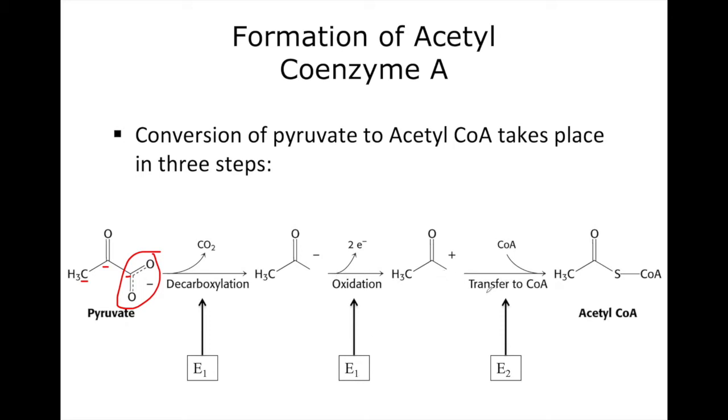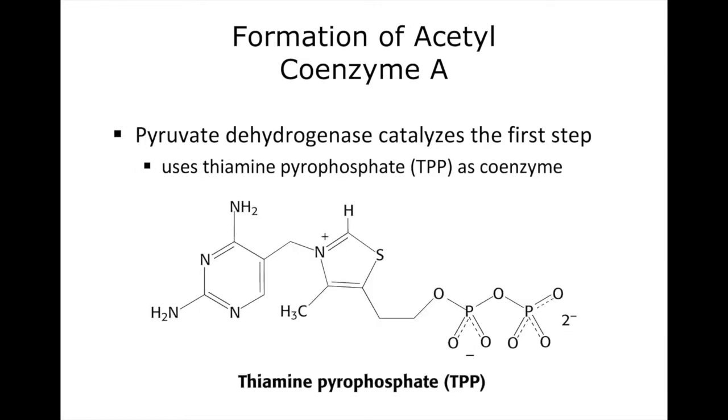And then it will get transferred over to the E2 portion, where it will bind with a larger molecule called coenzyme A to form acetyl-CoA. Now again, that's just a real brief overview to show that it occurs in multiple steps, but we'll get into each of these in a bit more detail here in just a minute.